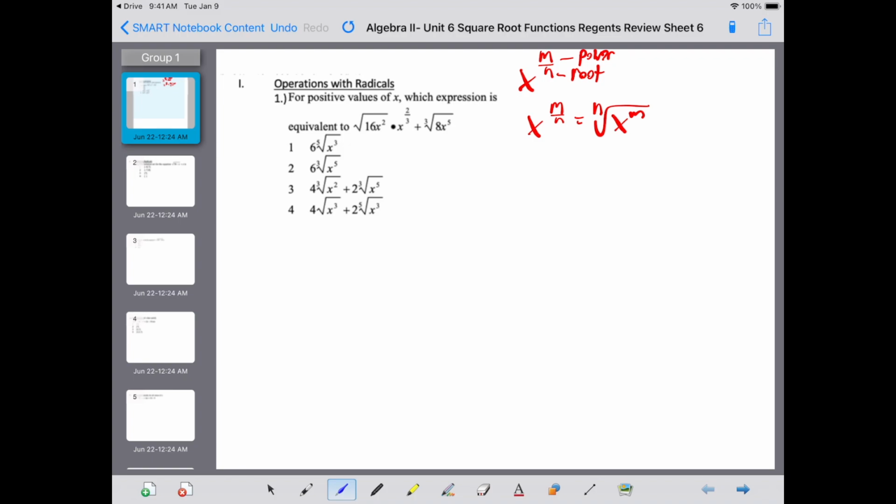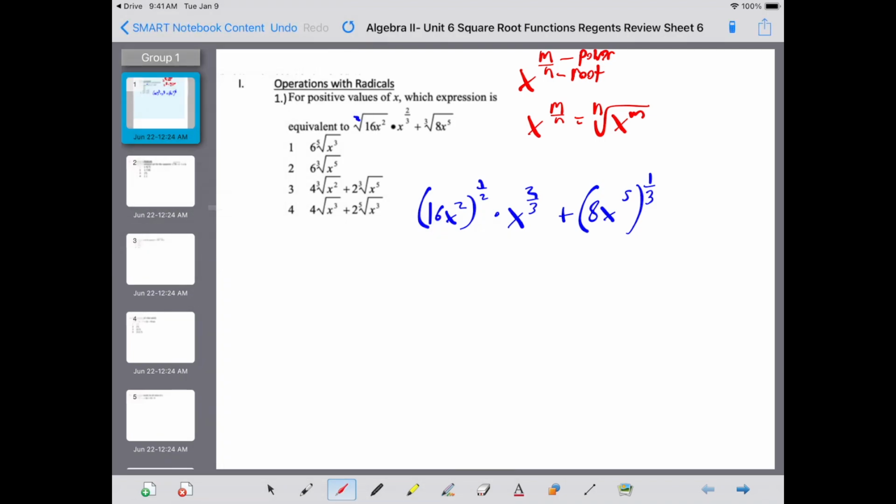We have a square root, right? And think about it, how many even multipliers do you split a square root into? 2. So essentially there's a 2 there, right? It's the most basic root, so they don't write the index. So that is 16x squared to the 1/2 times x to the 2 over 3 plus 8x to the 5 to the third root would be the 1/3 power.